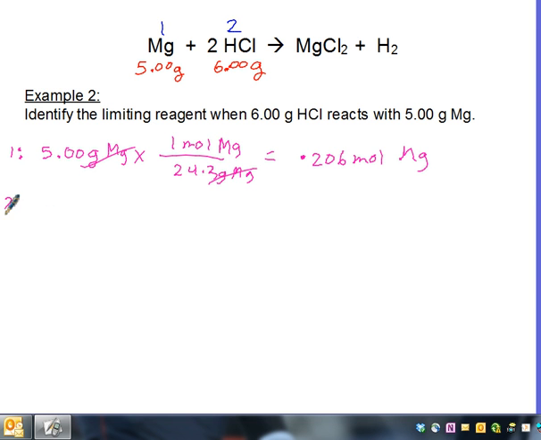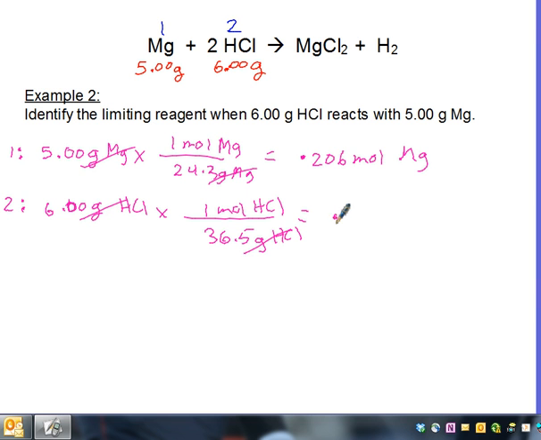Now step 2. We're going to convert the grams of hydrochloric acid to moles. So we're going to take 6.00 grams of HCl. It's Friday, Herzog. I want to get out of here. I know. All right, 1 mole of HCl and 36.5 grams. That's what I wrote down. It's right. I get 0.164 moles of HCl.